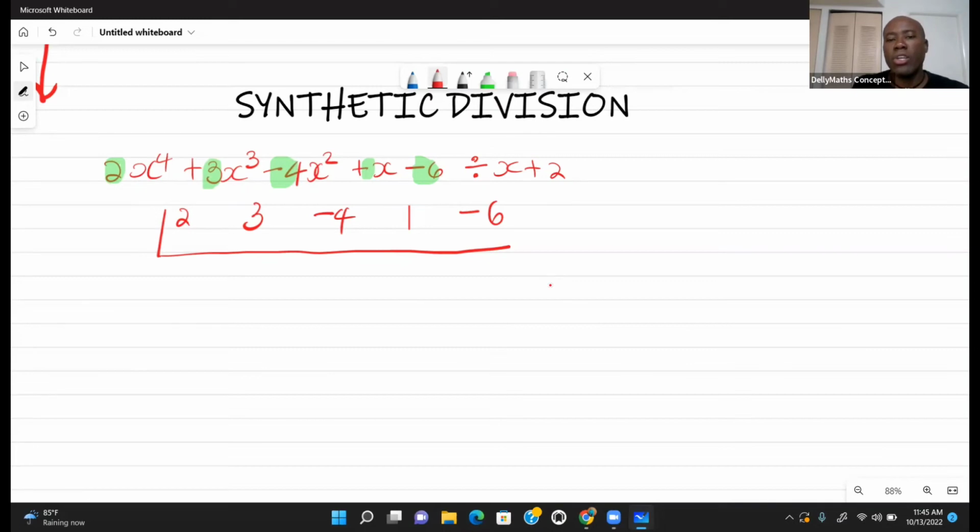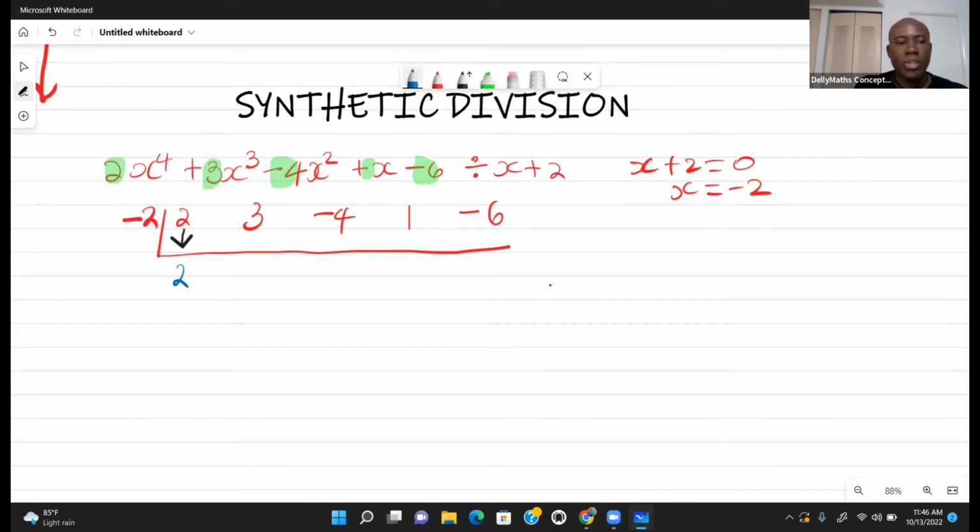Now, we're not going to use positive 2. In order to know what we're going to divide with in synthetic division, we have to set the divisor to 0. So x is equal to negative 2. So technically, we're going to be using negative 2 here. The first thing that we have to do is bring down that first number, all the time. The first number must be brought down to start. The process is simply multiply, then add.